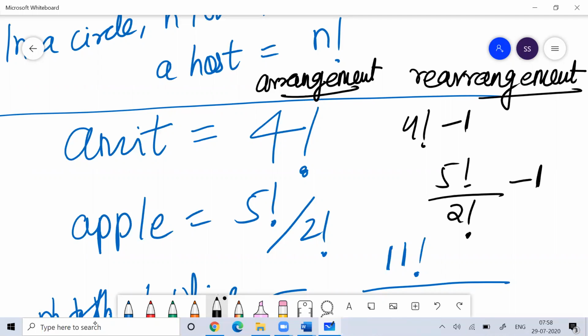If I'm asking in how many ways can you rearrange the letters of the word apple, there you talk about all the cases except the arrangement of apple. So whenever you talk about rearrangement, it is nothing but n factorial minus 1. Arrangement minus 1 is rearrangement.